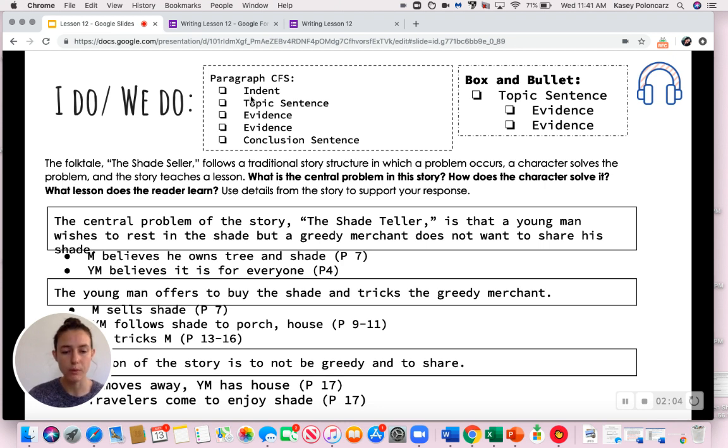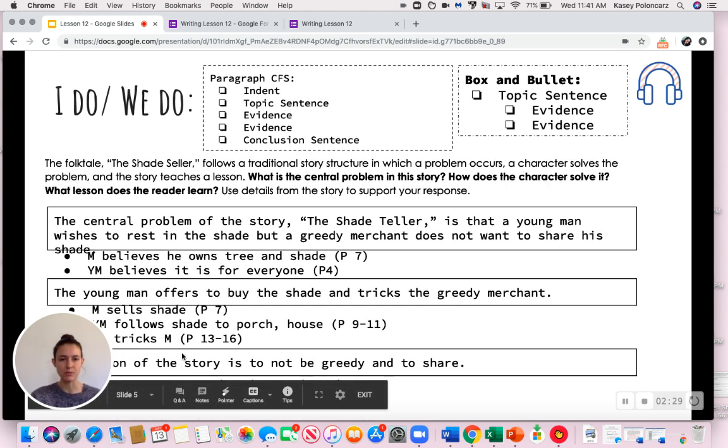So remember, when we're turning our box and bullet plan into a paragraph, we're always going to have an indent. What comes after the indent? Everybody should be saying topic sentence. Your topic sentence can be found in your box. Whenever you're copying down the topic sentence, if you get confused, like, I don't know where my topic sentence is, it's always in the box. So this is a topic sentence, this is a topic sentence, and this is a topic sentence. That's what your paragraph is going to be all about.